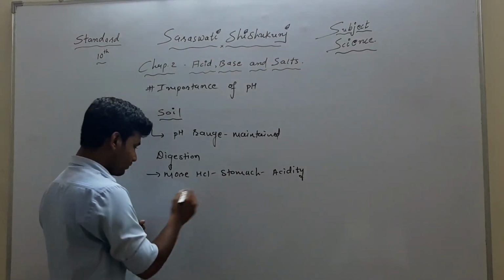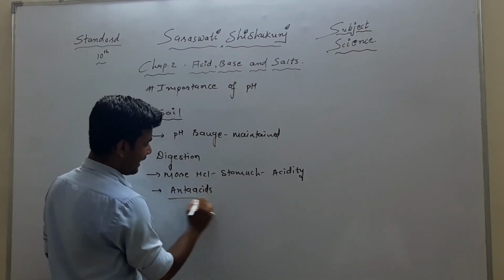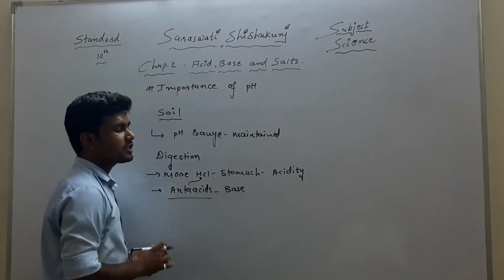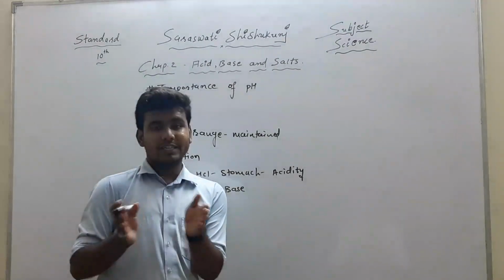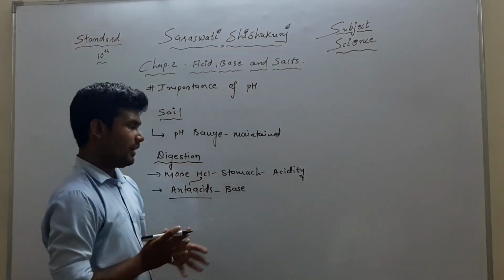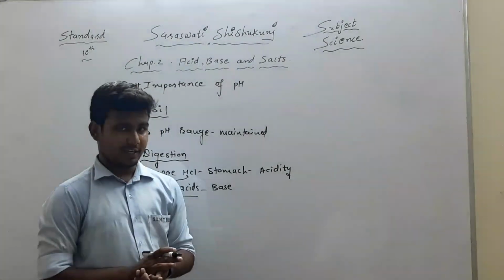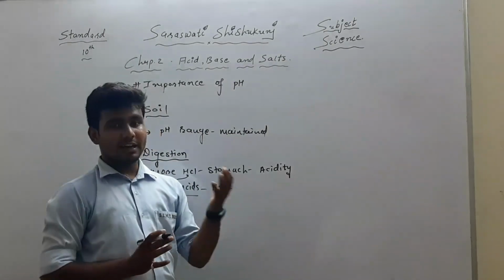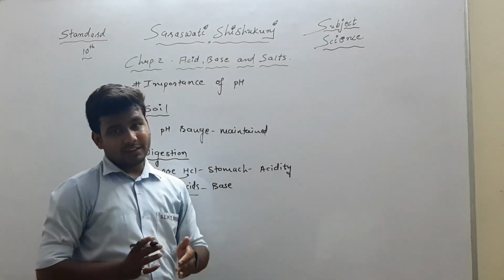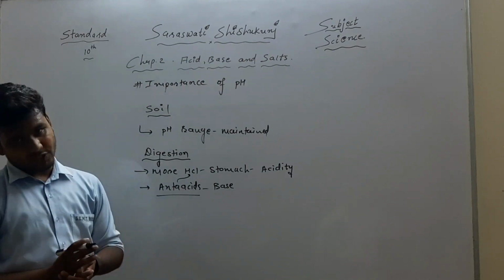So for that we are using antacids. Now what are antacids? They are different types of base which nullify the effect of excess acid and maintain a certain pH in our body. So in this way, in digestion also, a proper range of pH is very necessary. If there is acidity, we generally use antacids, which are bases and which nullify the effect of the acid secreted during the process of digestion.